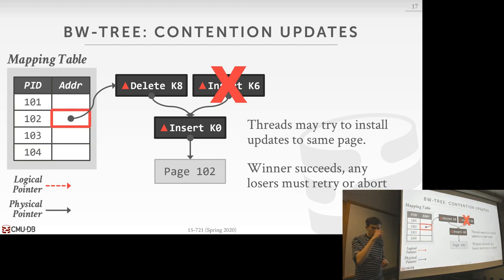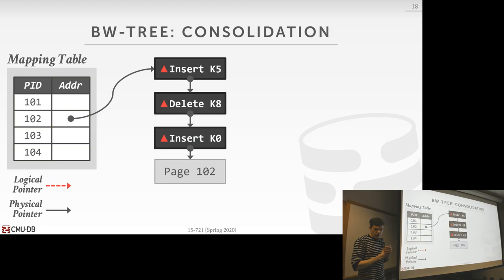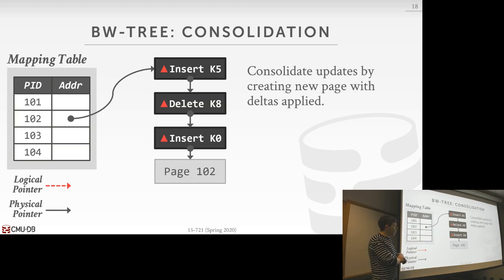Okay, so now to his earlier question: can't this delta chain get kind of long? Yes, it will, and so we want to do consolidation. Basically, one thread will recognize as it's going along that this delta chain has gotten too long. This could be a threshold: if the delta chain has more than this number of records, then I want to do a consolidation.